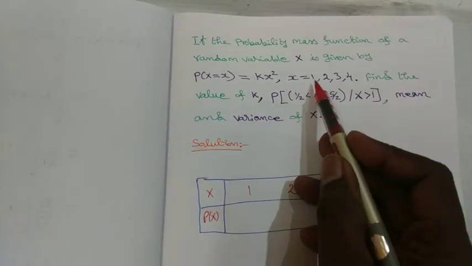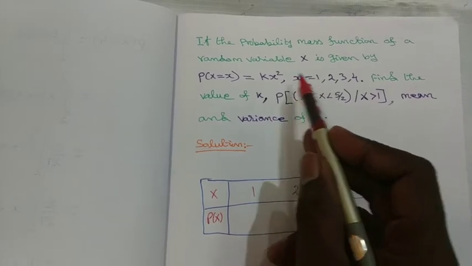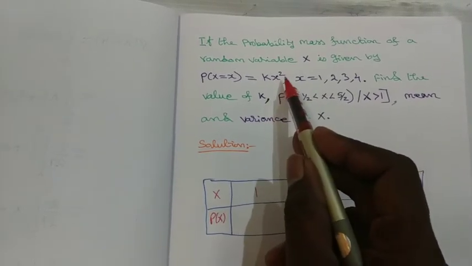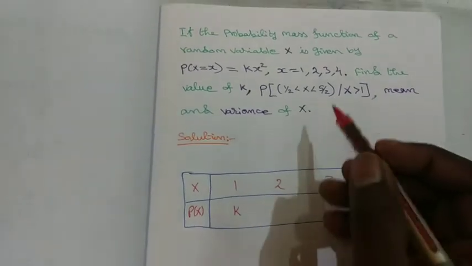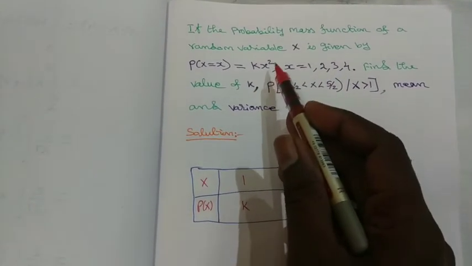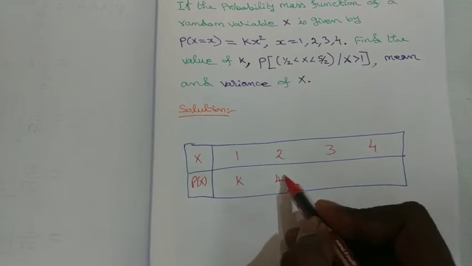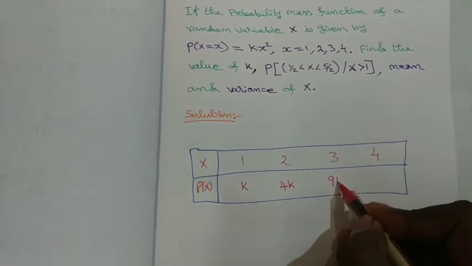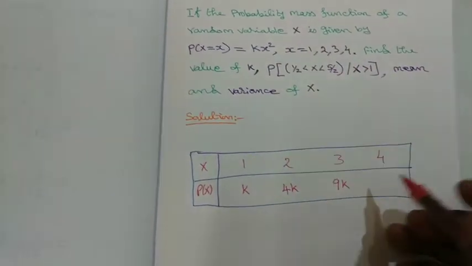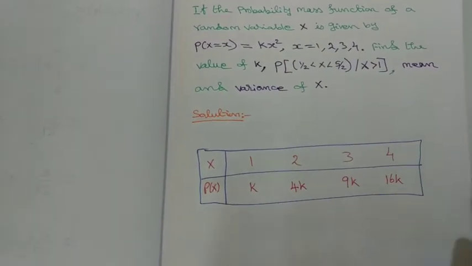By putting x value here, 1 square is 1, 1 into k, so P of x is k. And put x equal to 2 here, 2 square is 4, so 4k. Put 3 square, 9, so 9k. And 4 square, 16, 16k.